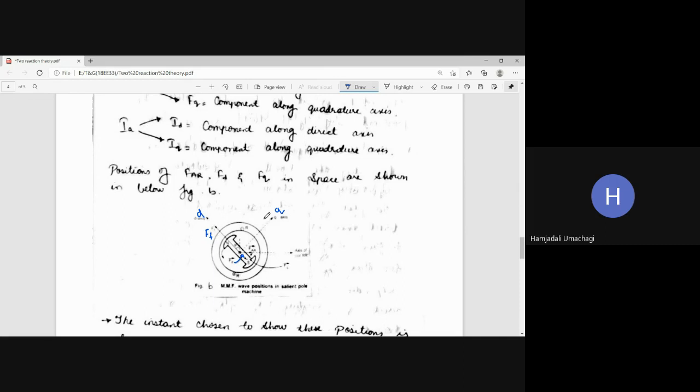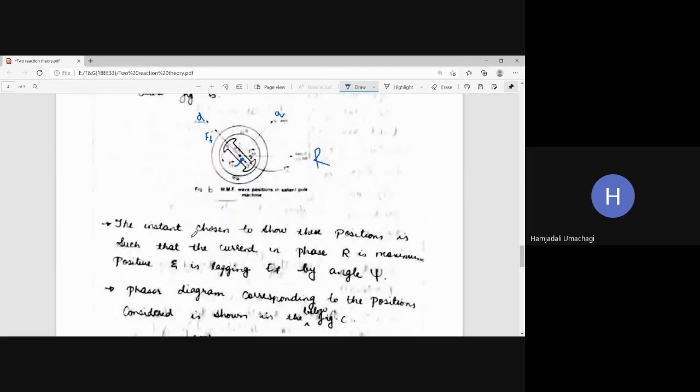But to make things clearer, we have considered only the axis of coil R dash, meaning we have considered only R phase of the conductor. R phase conductor has two terminals, that is R and R dash. That is the meaning: axis of R and R dash. Okay, so this is direct axis, this is quadrature axis. Along direct axis it will be FF. And this is R phase coil.